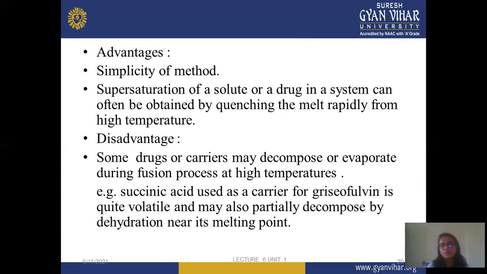This method is easier, more convenient, and less costly, and no trained person is required. The only disadvantage is that we do not use it for heat sensitive, thermolabile material.